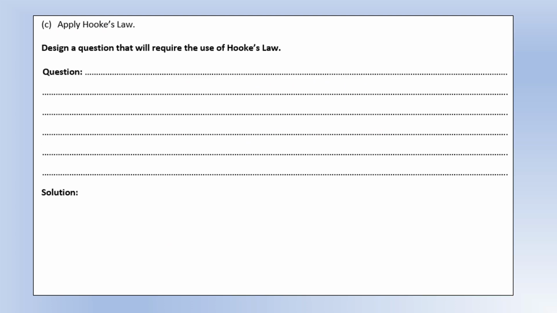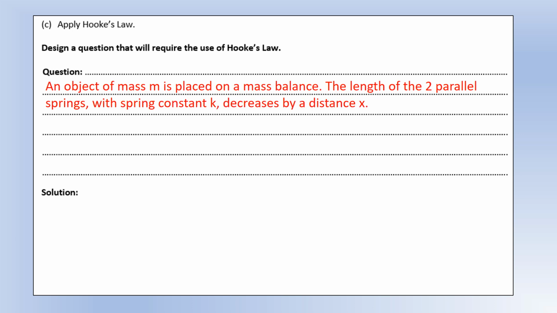Okay, so then coming up with a scenario to apply Hooke's law. The one I came up with is we've got a mass on a mass balance, and we've got two springs in parallel with spring constant K, and they're inside the balance and they decrease by a distance x.